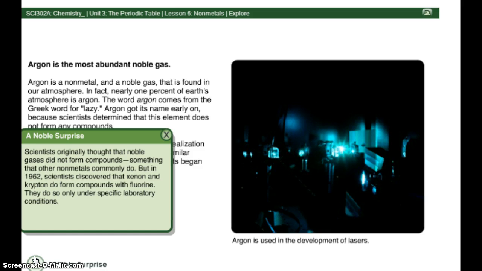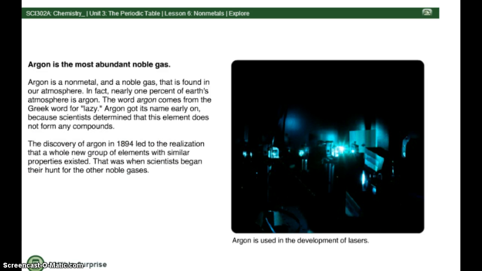A noble surprise. Scientists originally thought that noble gases did not form compounds, something that other nonmetals commonly do. But in 1962, scientists discovered that xenon and krypton do form compounds with fluorine. They do so only under specific laboratory conditions. So overall, we're fine with saying the noble gases don't react, but of course scientists are always trying to discover new things, and they discover that they can basically make them bond with fluorine because fluorine is so reactive.